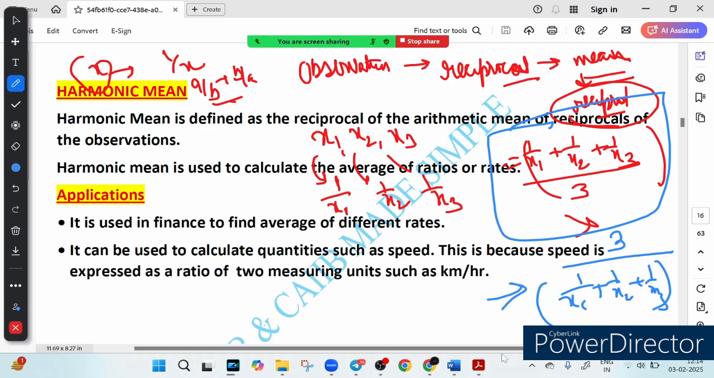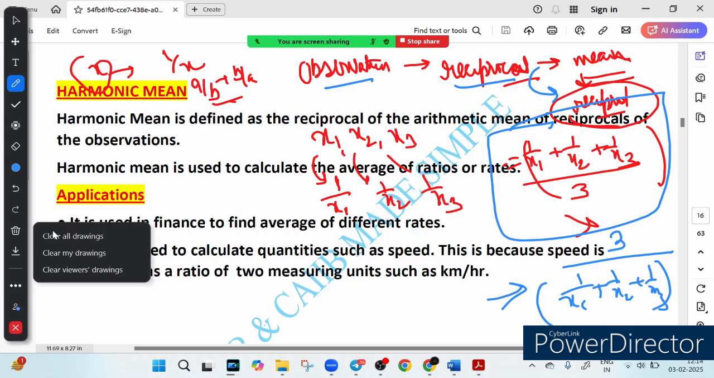Is it clear? We have the observations, first we take the reciprocal, then we take the mean, and then again we take the reciprocal, and then we will get the harmonic mean. So it is a 3-step process. First take the reciprocal, find the mean, and again take the reciprocal, right? So this is called harmonic mean.